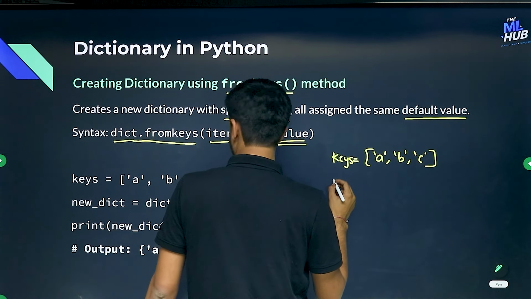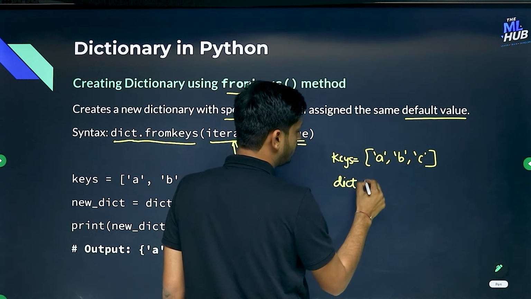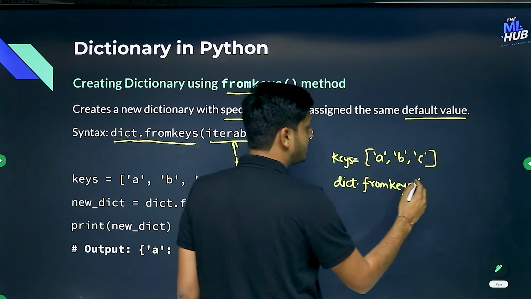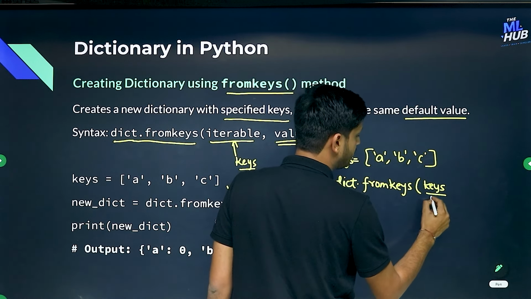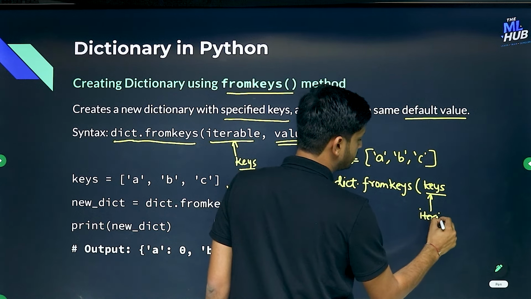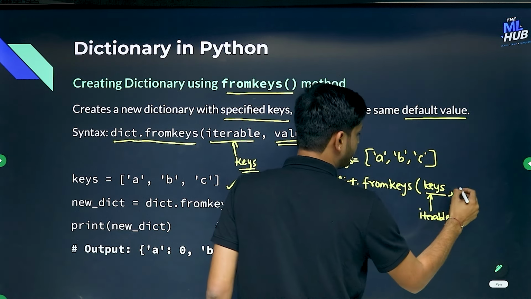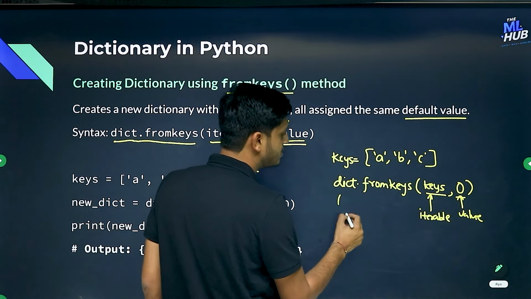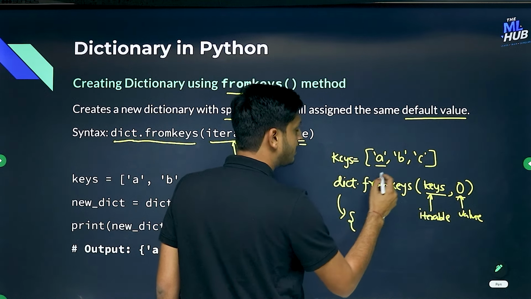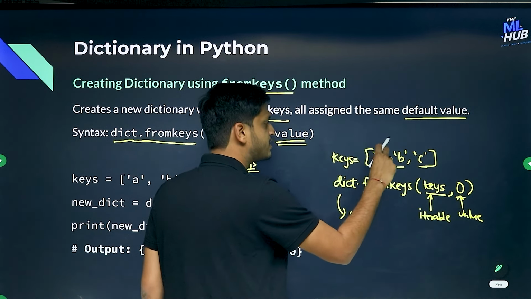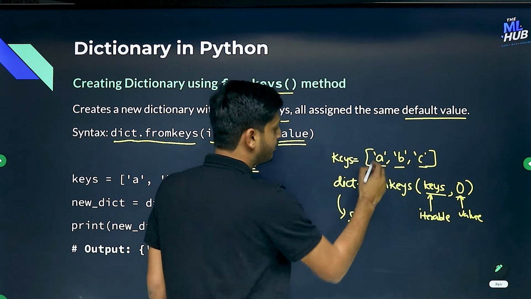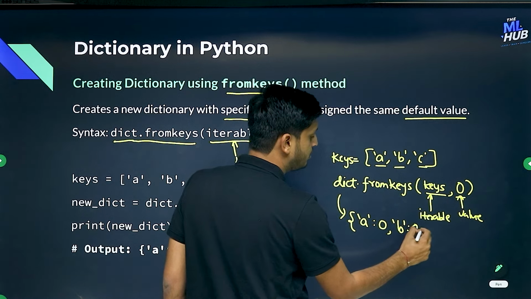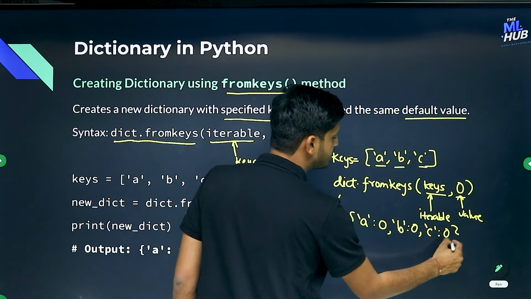And when I say dict.fromkeys, the iterable is keys itself, and the value is 0. We have given the value as 0. This is the value which will be given to all the keys. So what will happen here? A dictionary will be created in which the keys will be all these values one by one, first the first element, then the second element, and third element, and so on, ordered. So firstly A, and then the value is 0, then B, then the value is 0, then C, again the value is 0. So this dictionary will be created.